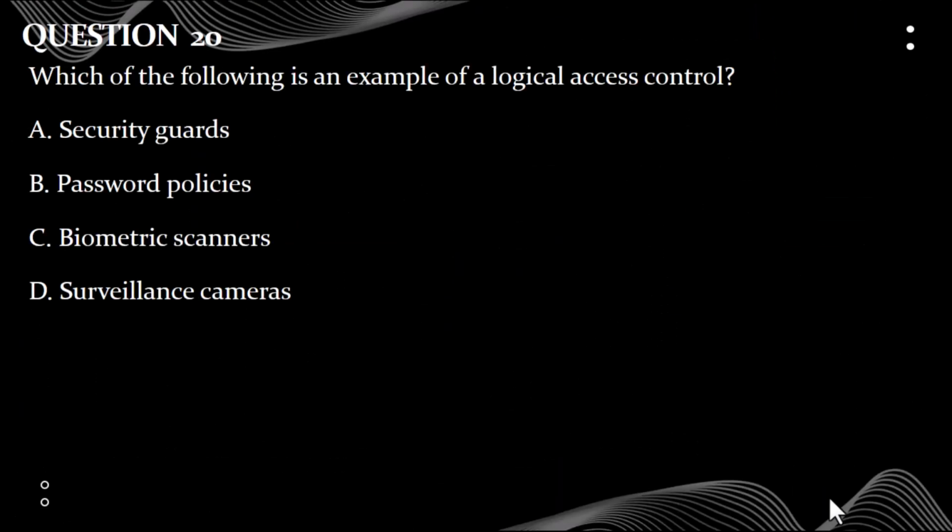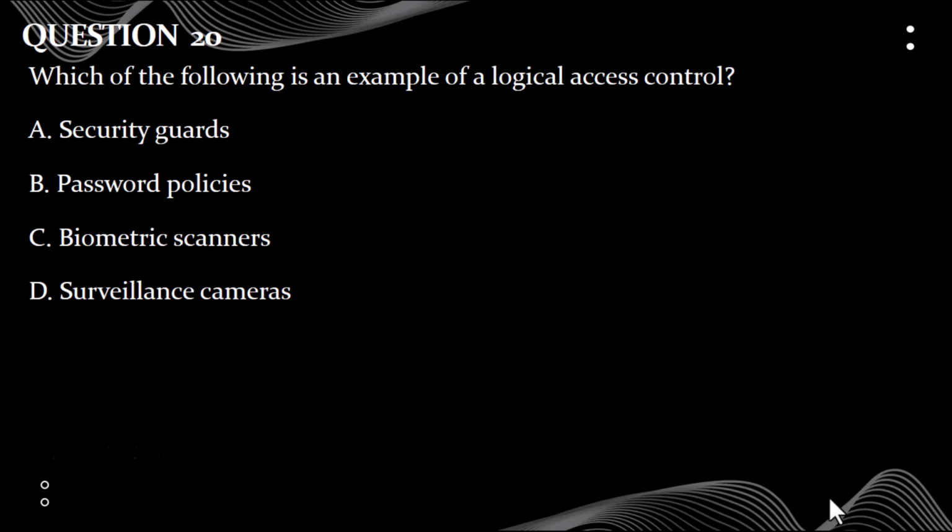Question 20. Which of the following is an example of a logical access control? A. Security guards. B. Password policies. C. Biometric scanners. D. Surveillance cameras.